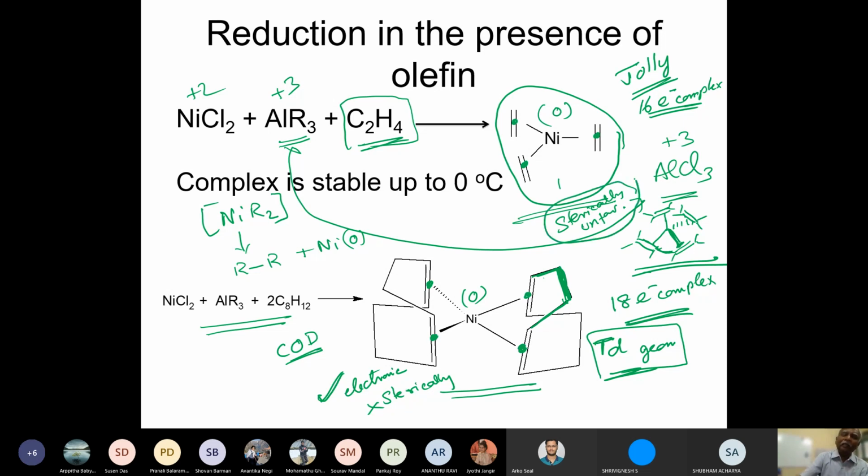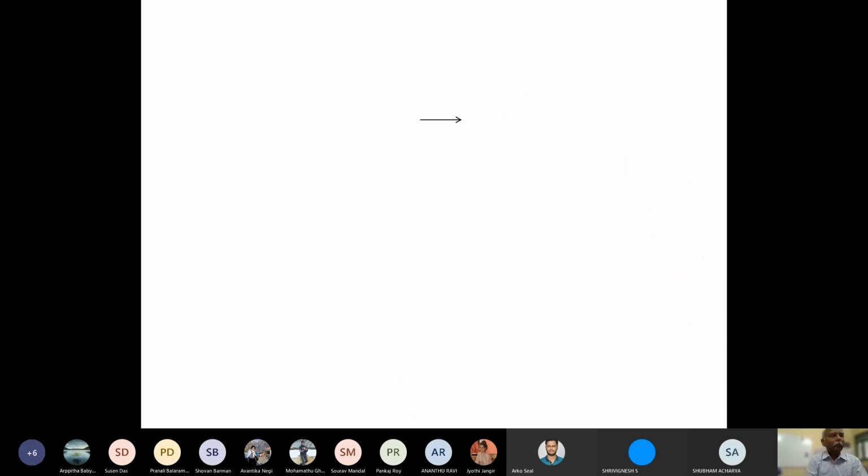This is completely unfavorable, the ethylene complex. This is unfavorable but possible. And so electronics win in this particular case. Okay.